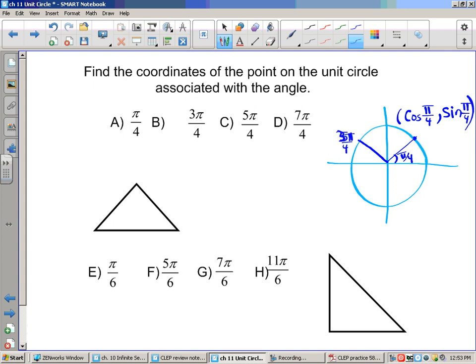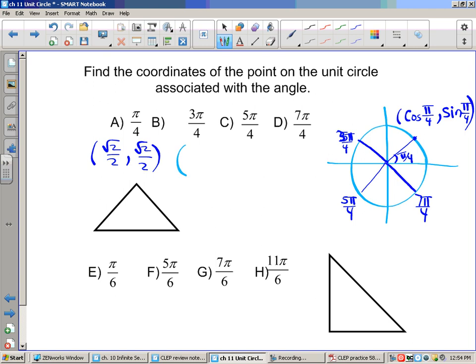5 pi over 4, 7 pi over 4. And those coordinates are going to be the cosine of that angle, comma, sine of that angle. So let's do this. What is the cosine of pi over 4? Root 2 over 2. And the sine of pi over 4? Also root 2 over 2. Okay, let's do the next one. The next one is 3 pi over 4.